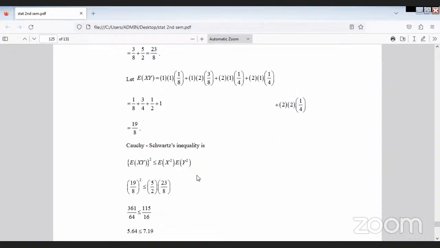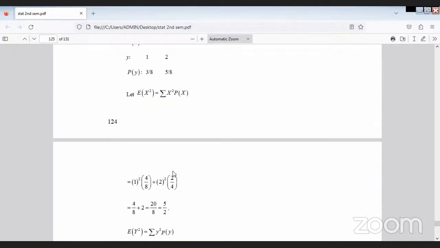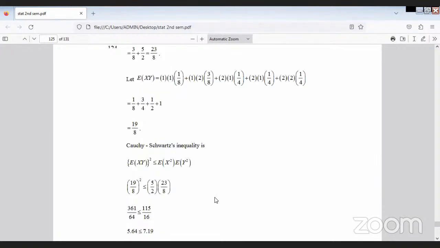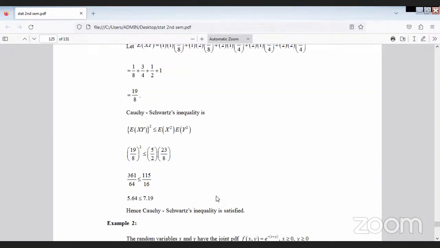Correct, sir. The Cauchy-Schwarz inequality is E of xy whole square is less than or equal to E of x square into E of y square. Now, what did we get for E of xy? 19 by 8, so 19 by 8 whole square. And what did we get here? 5 by 2 into 23 by 8. Multiply 5 by 2 with 23 by 8. Yes, sir, correct. Is the Cauchy-Schwarz inequality satisfied? Yes, satisfied, sir.